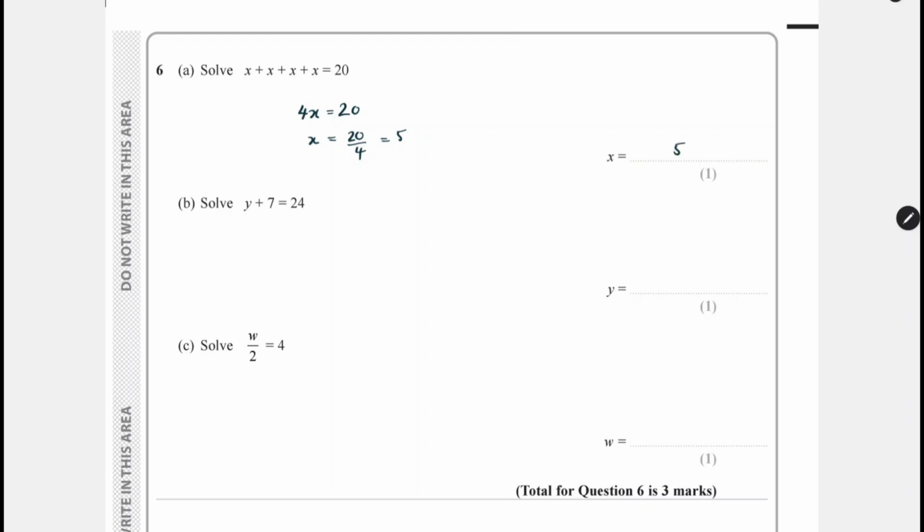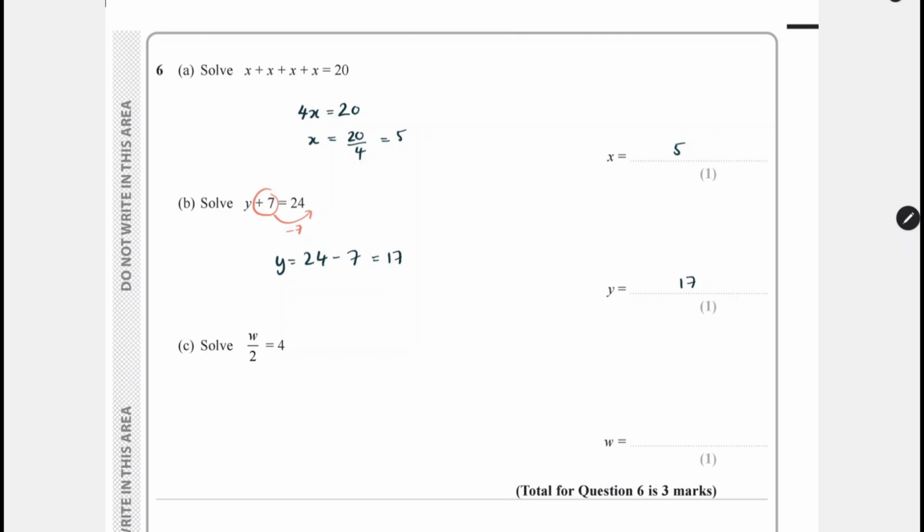Question B says, solve y plus 7 is equal to 24. So what we need to do is we need to take the plus 7 to the other side. It becomes -7. And so y is equal to 24 minus 7, and that is equal to 17. So the value of y is 17.